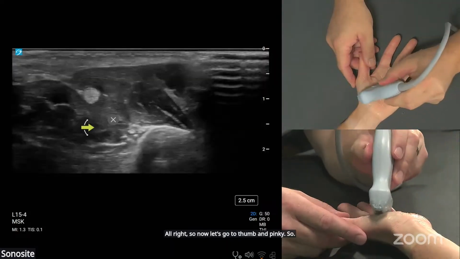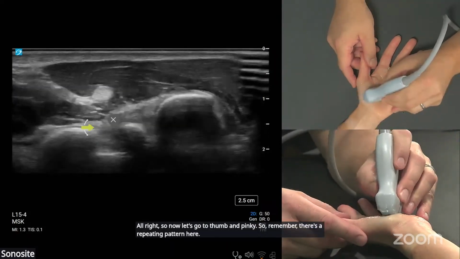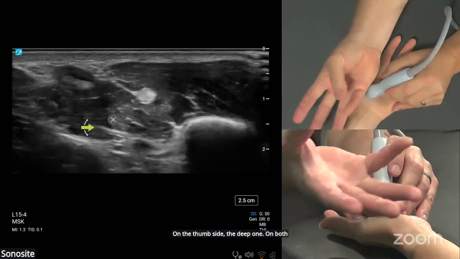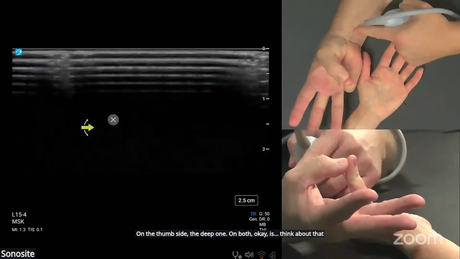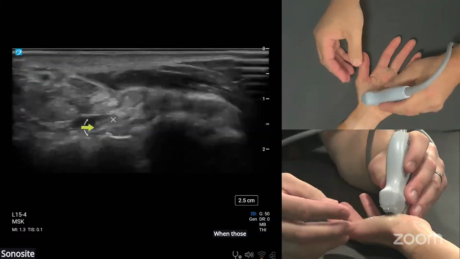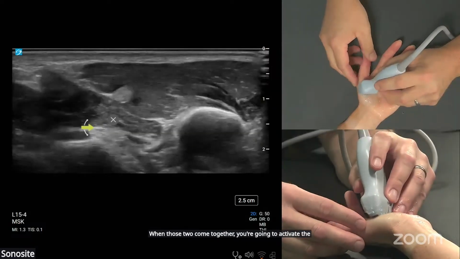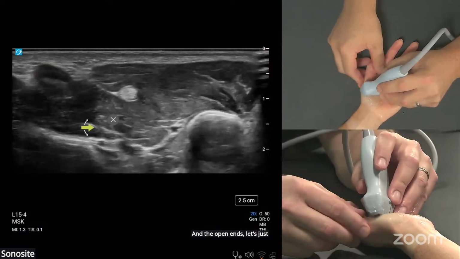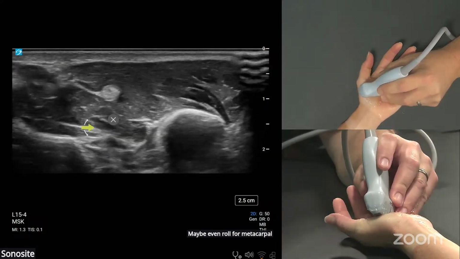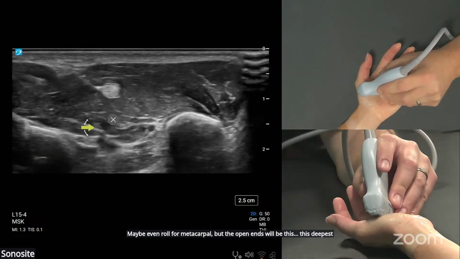So remember, there's a repeating pattern here on the thumb side. The deep one on both, okay, think about that test that you would do for a palmaris longus. We covered that in the carpal tunnel PowerPoint. When those two come together, you're going to activate the open ends. And the open ends, let's just wiggle the thumb, actually the whole metacarpal, maybe even roll the metacarpal. But the open ends will be this deepest layer right here.